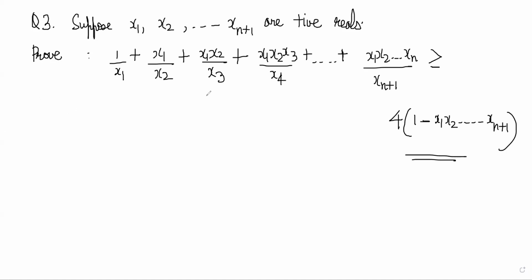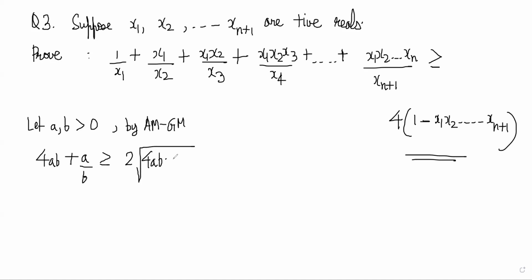So what we will do is we'll try to get this pattern in an indirect way. So first we'll say let a and b be greater than 0. So by AM-GM, we can say that 4ab plus a by b will be greater than or equal to twice the root of 4ab times a by b, right? Which is basically equal to 4a. So from here we get a by b is greater than or equal to 4a minus 4ab, right?